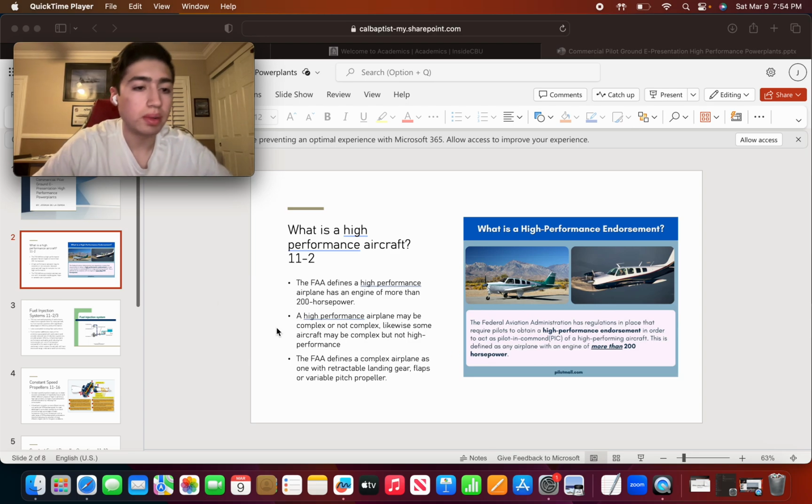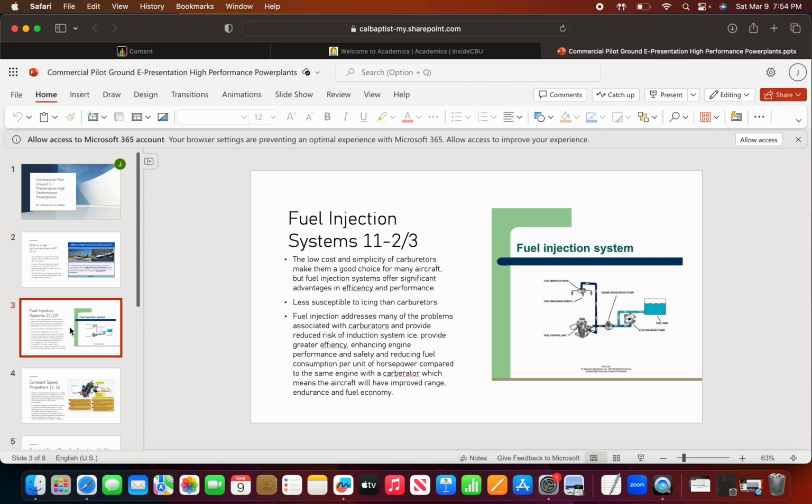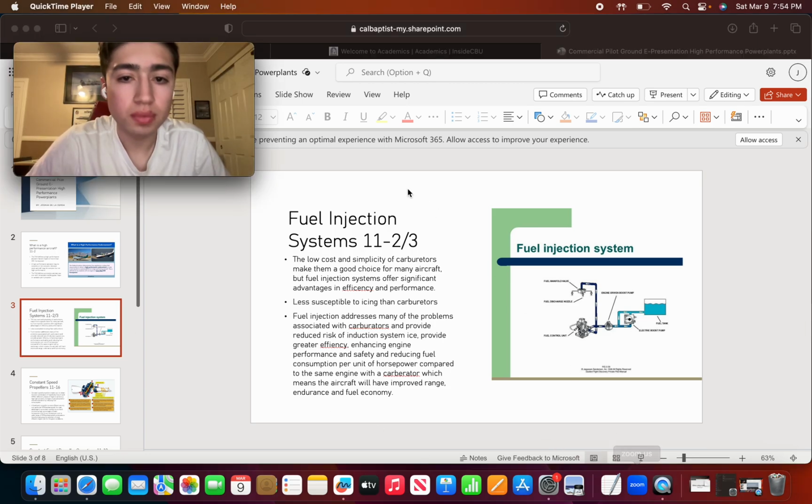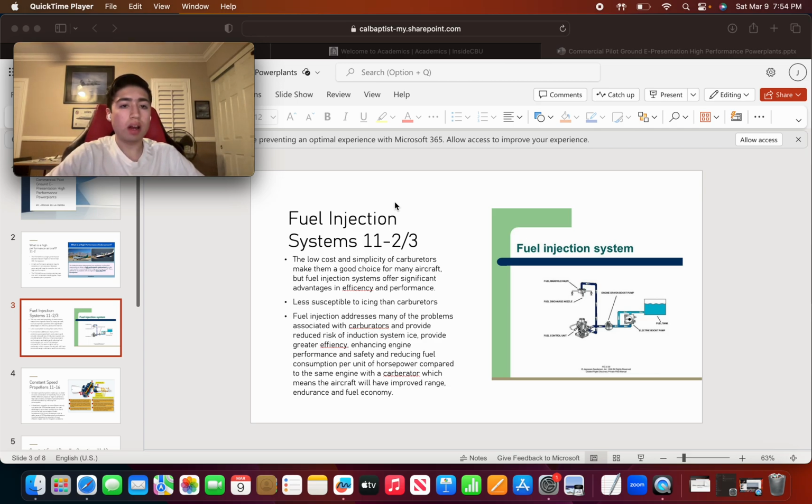Let me switch over to my next slide. Apologies for that. Here we go. The next thing about high performance systems is fuel injection systems. The low cost and simplicity of carburetors make them a good choice for many aircraft, but fuel injection systems offer significant advantages in efficiency and performance. A lot of old airplanes have carburetors, but a lot of the newer aircraft we're seeing now are all fuel injected. Less susceptible to icing than carburetors is an advantage of fuel injection systems.